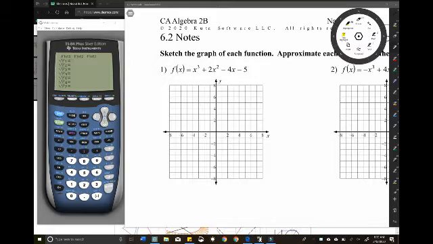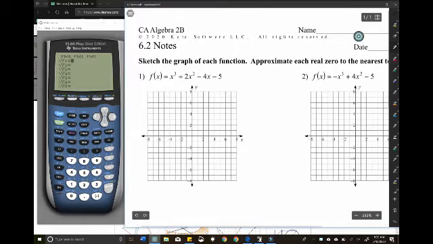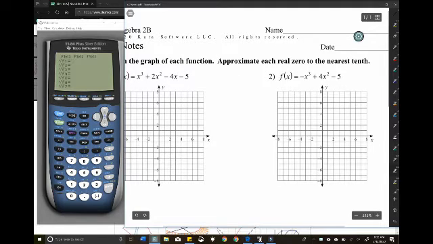Cougar Academy Algebra 2B, and welcome to Lesson 6.2. We are going to be graphing polynomial functions. So that is our essential question. How do you graph polynomial functions? And the key thing is we're also going to be finding a few things such as the real zeros, and we're going to be approximating those.